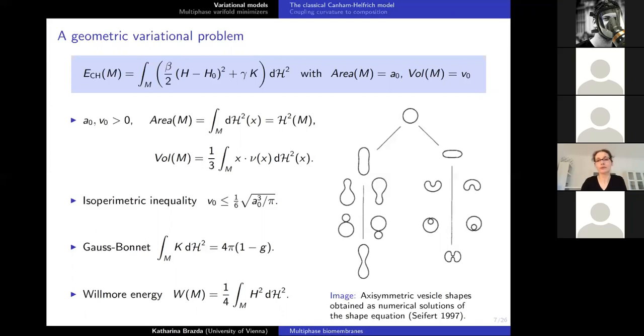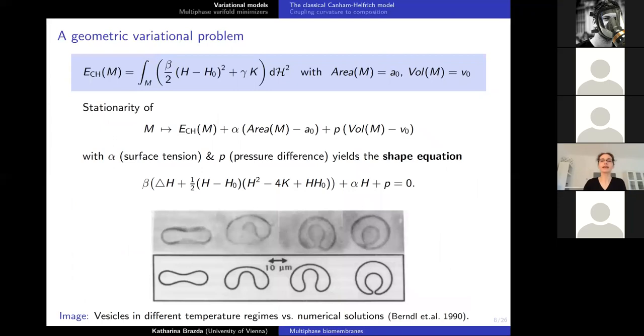So how does the shape equation look like? If you, again, take the Canham-Helfrich energy and add the area and the volume constraint with Lagrange multipliers, then you obtain the shape equation like that. Just to comment, the Lagrange multiplier for the area can be physically interpreted as the surface tension, whereas the Lagrange multiplier for the volume constraint can be interpreted as the pressure difference between the inner and outer environment of the membrane. And in this shape equation, you can see the Laplace-Beltrami operator.